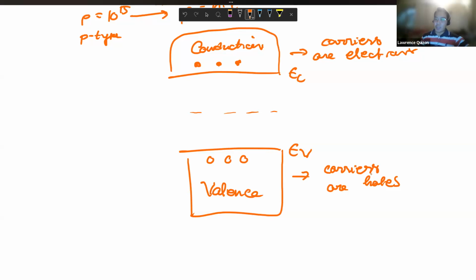So I hope this one clarifies it, no? So ang carriers natin in the valence band are holes, carriers natin in the conduction band are electrons, no? The valence band is full of electrons, but they're all useless, essentially.